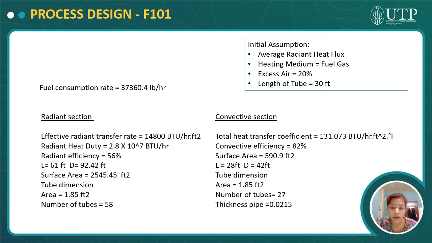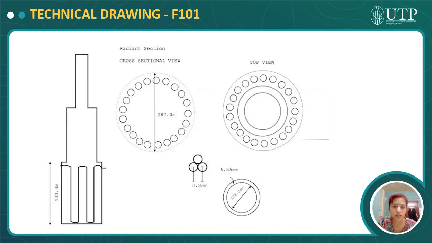As for the convection section, the efficiency of the convection section is 82% with a heat transfer of 131.03 BTU per hour feet squared Fahrenheit. The number of tubes is 27 with a pipe thickness of 0.0215 inch. Given is the technical drawing of the radiant and convective section.